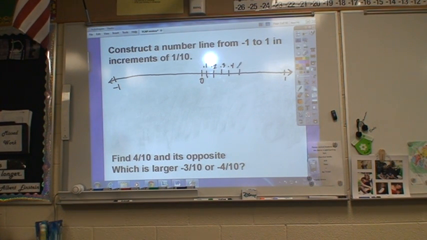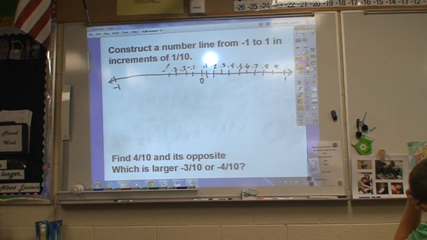4/10, 5/10, 6/10, 7/10, 8/10, and 9/10. And when we get to 10/10, that's the same thing as 1. Over here, it's going to be everything opposite, just like a mirror. I'm going to let you finish this one out because I'm pretty sure you can count okay.